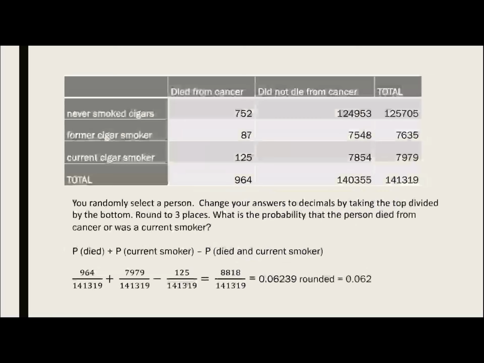Okay, divide by the total number of people, 141,319. When we round to the third place, the 2 is in the third place. To the right of it is a 3, so that 2 stays.